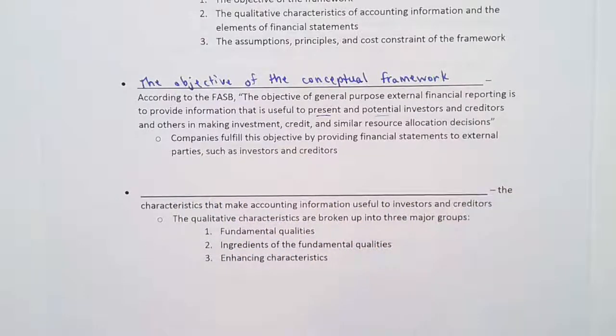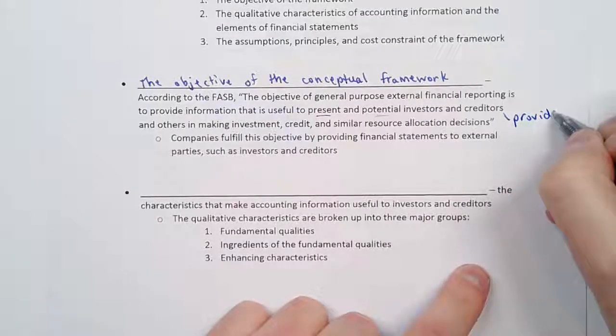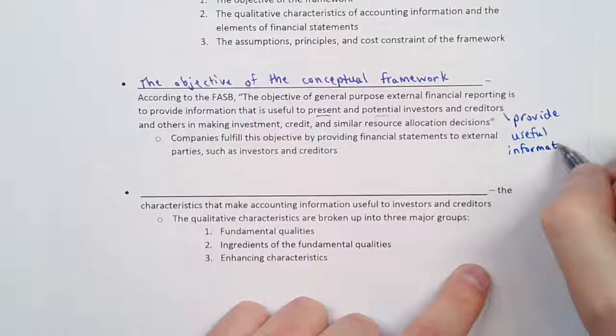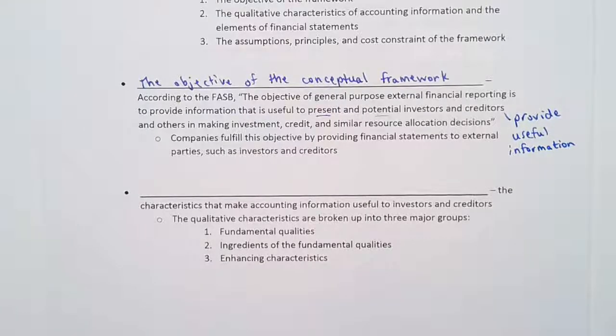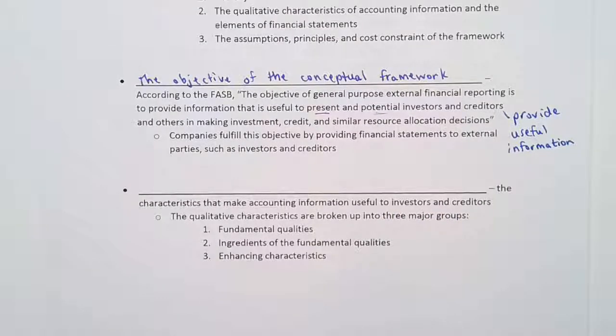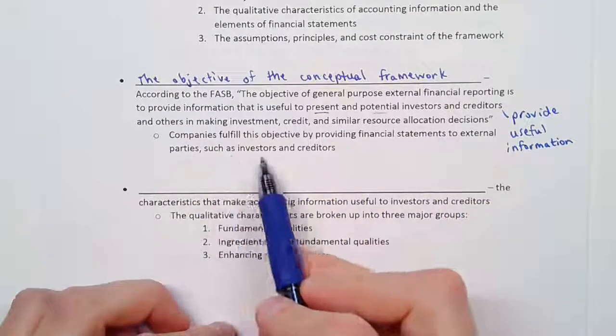Meaning that we're basically trying to provide decision useful information, mainly to investors and creditors. This is going to be used by these investors and creditors to make decisions of whether to invest or not. That's a resource allocation decision by an investor or creditor. Companies fulfill this objective by providing financial statements to external parties such as investors and creditors, like we've talked about a little bit.